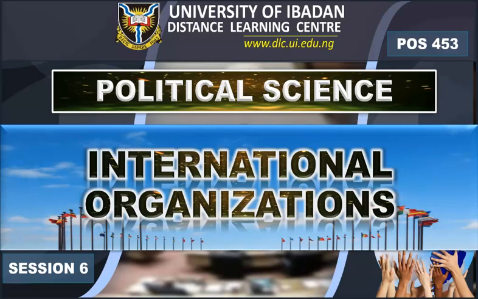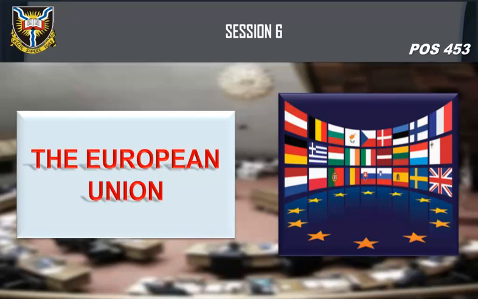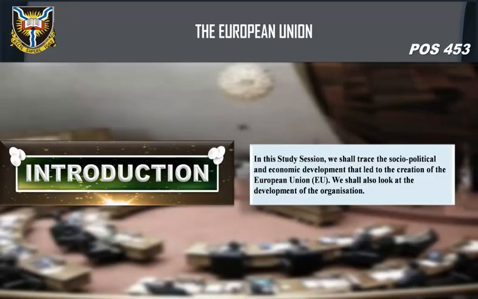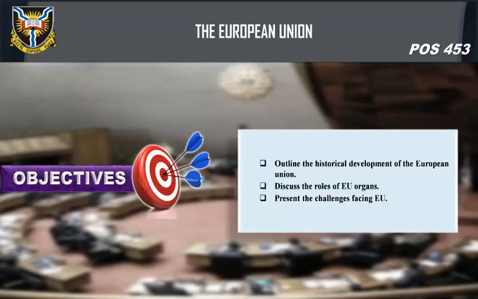Welcome to course 453, International Organizations. Study section 6, the European Union, Introduction. In this study section, we shall trace the socio-political and economic development that led to the creation of the European Union, EU. We shall also look at the development of the organization.